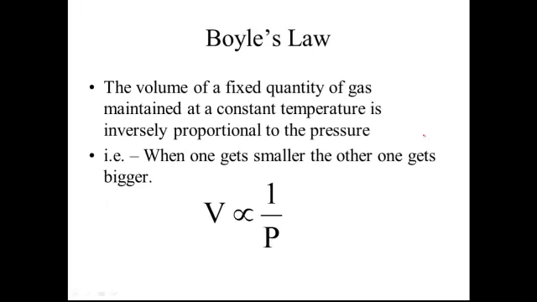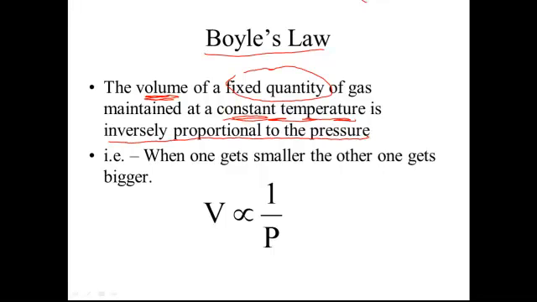And so what this shows us is what's called Boyle's law: the volume of a fixed quantity of a gas, a fixed quantity means you're not going to add any gas, you're not going to take any gas away, maintained at a constant temperature, that's important, the temperature can't change, is inversely proportional to the pressure. Okay, that's a lot of information.